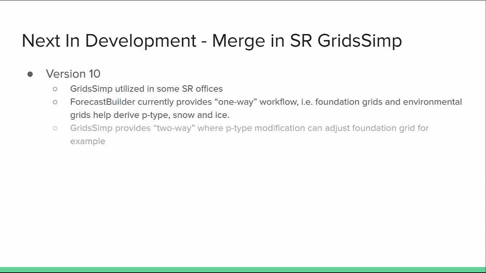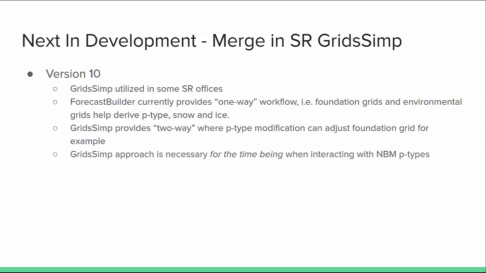Well, in this era with NBM P-types, there's an opportunity to work two-way, and that's what the Southern Region GridSimp software does. So if you need to modify a P-type, the GridSimp software will recognize that you need to make an adjustment to the foundation grid to make sure that everything stays in compliance. This approach is necessary, I would say, for the time being when interacting with NBM precipitation types. As the NBM continues to improve, this may be less and less needed.